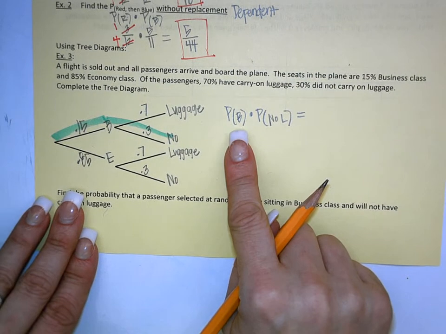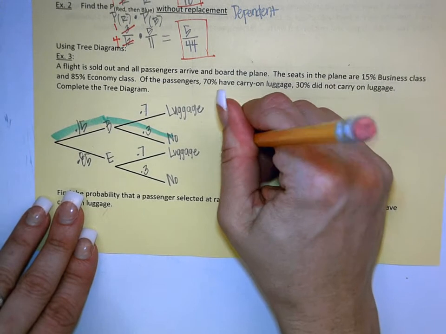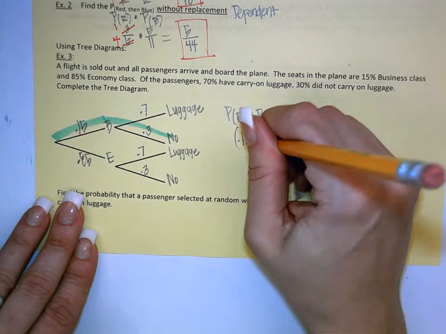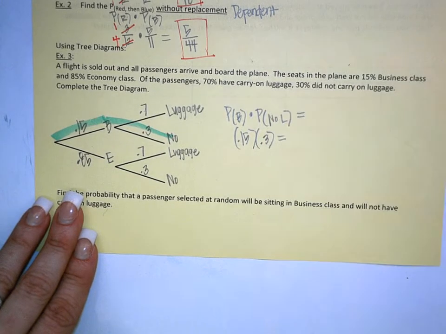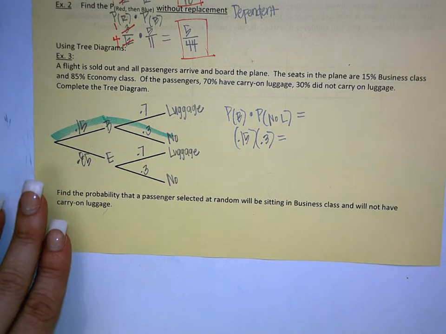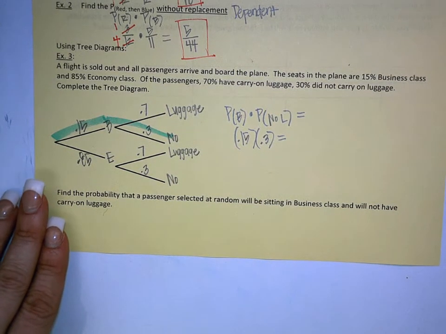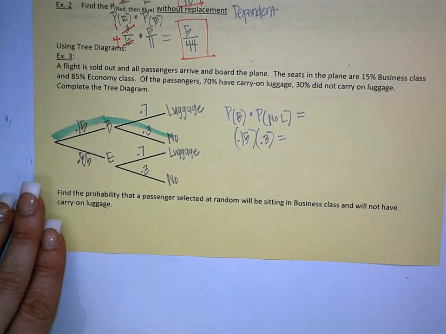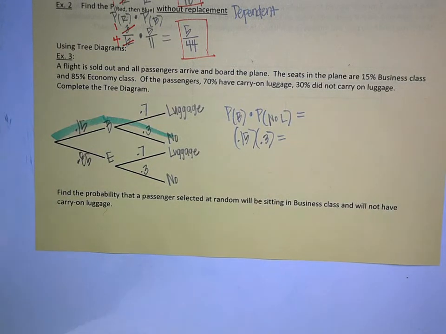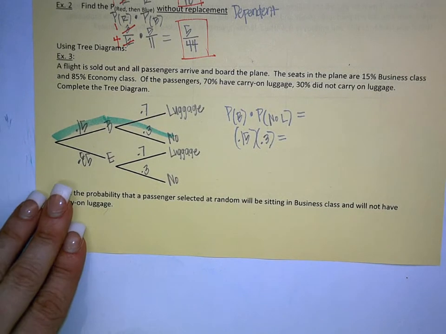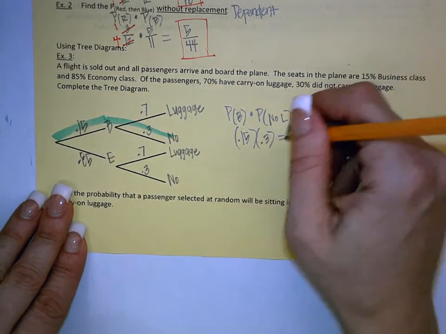So probability of being in business class is 0.15. Probability of no luggage is 0.3. Multiply those together. What is 0.15 times 0.3? 0.15 times 0.3. You need to go back to 4th or 5th grade when you learned how to multiply decimals. Multiply things together and count up the number of decimal places. How many decimal places should this answer have? 3 of them.